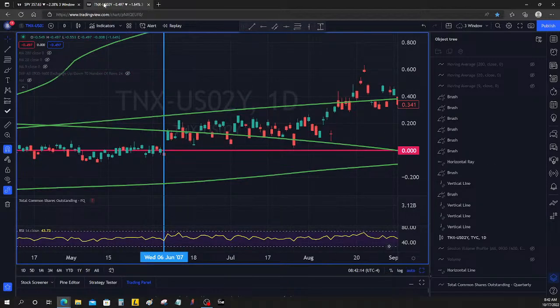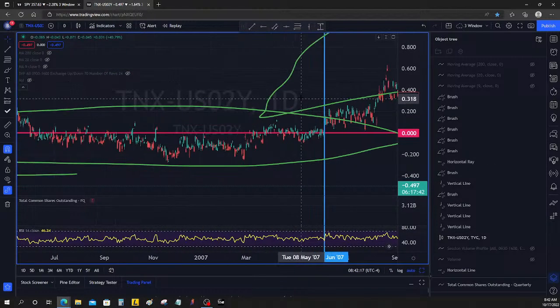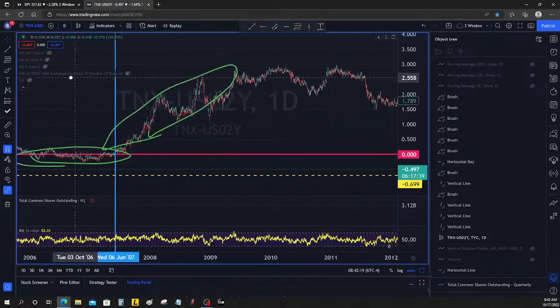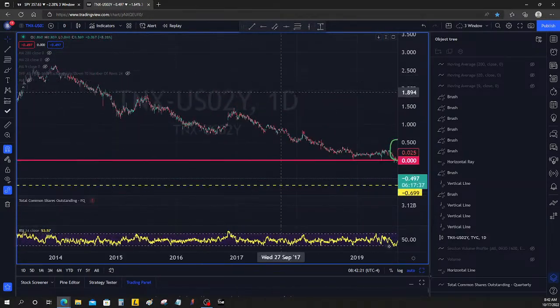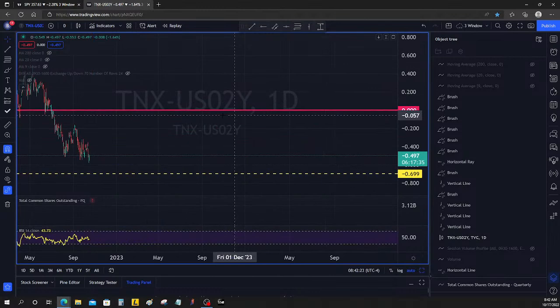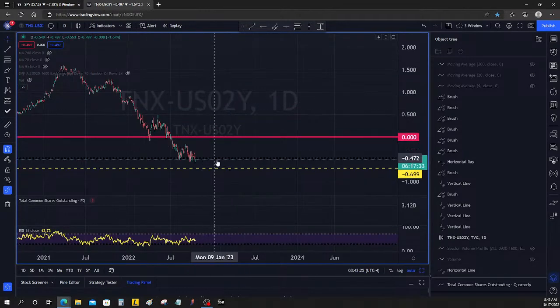So that's 2001 and 2007. And the reason that I'm doing all of this is to bring us forward to where we are right now. So here we are. The yield curve is inverted.